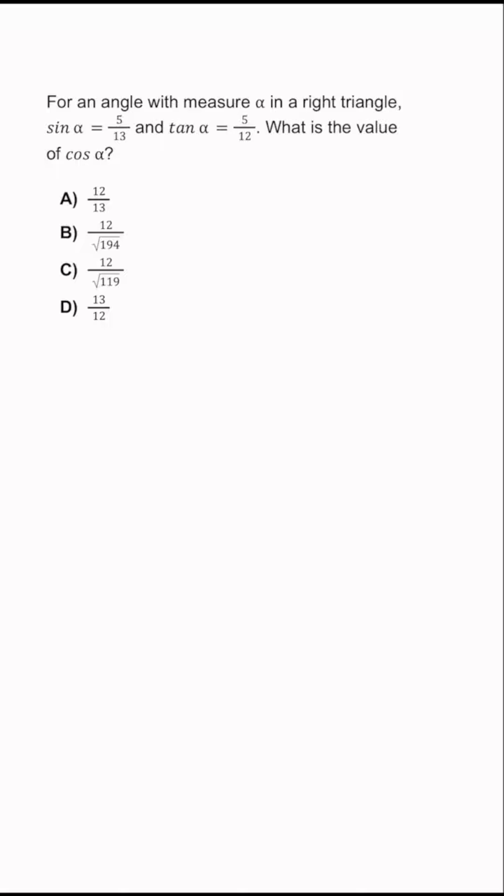For an angle with measure alpha in a right triangle, sine of alpha is going to be 5 over 13 and tangent of alpha is going to be 5 over 12. The question is what is the value of cosine of alpha?